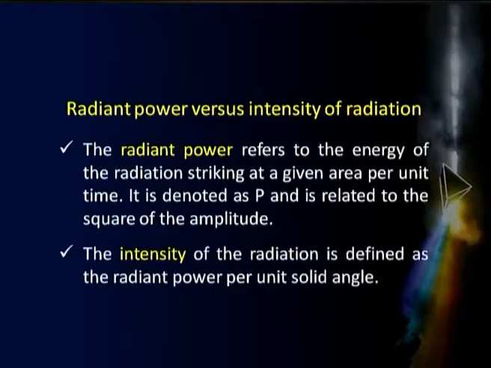On the other hand, the intensity is defined as the radiant power per unit solid angle. That means, when the radiation is coming on a particular unit angle, what is the part of it? How intense is the radiation? These two terms are closely related, but one must be clear: radiant power is what is happening per unit area, per unit time on a given area, and intensity is what is happening per unit solid angle. So, these two are different things.